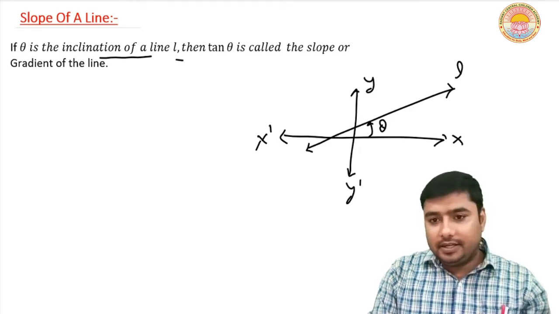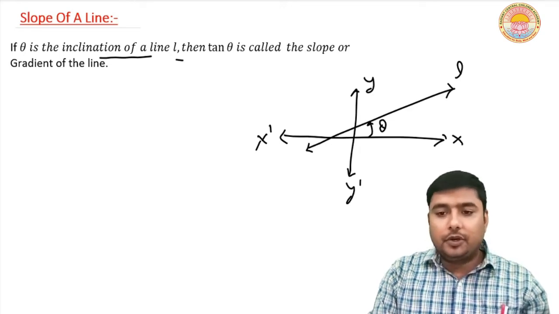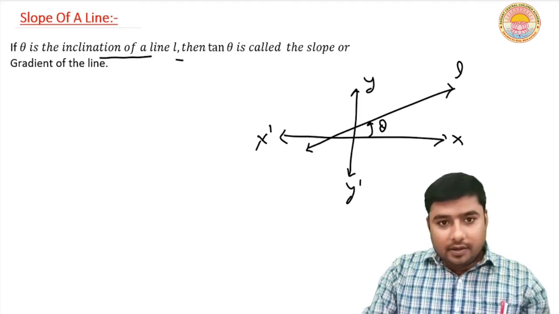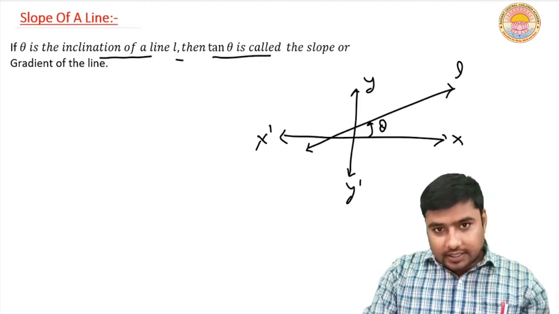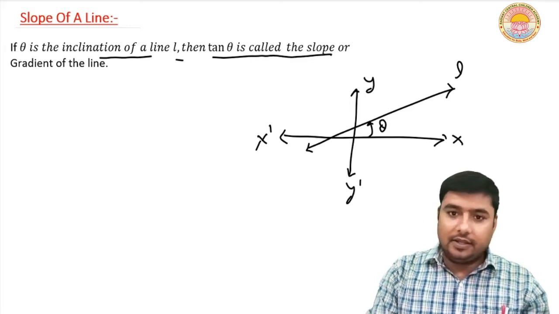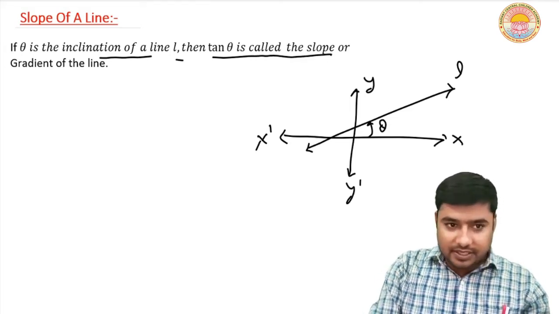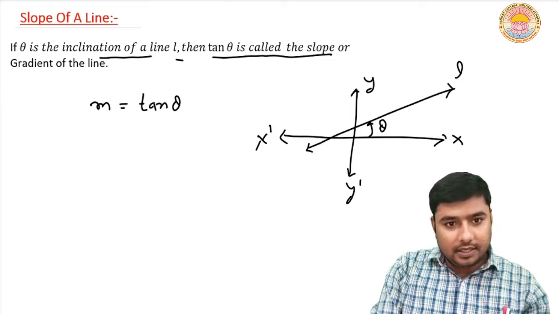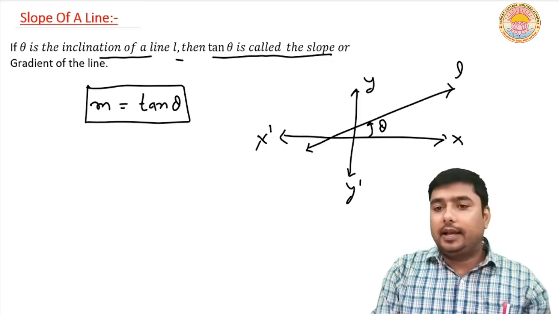We have already read this in the chapter trigonometry. So this is called theta. Its tan theta is called the slope of a line or gradient of the line, and slope is represented by m. So m equals tan theta. This is called the slope of a line L.